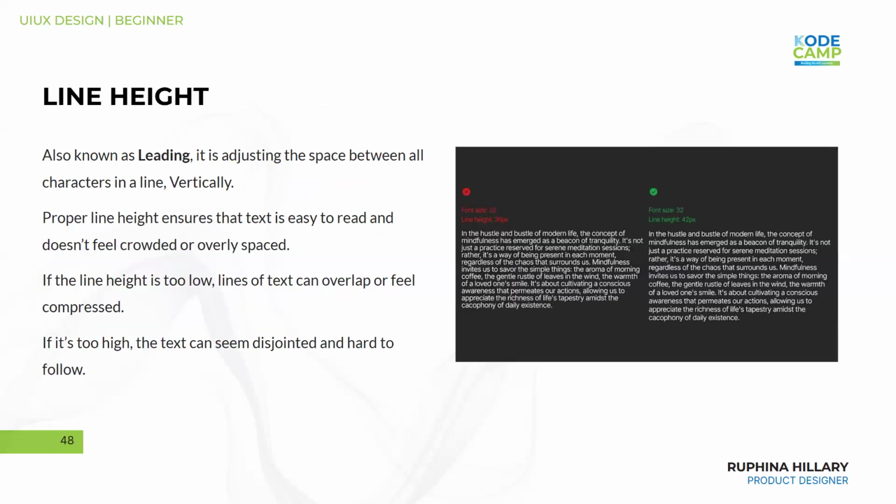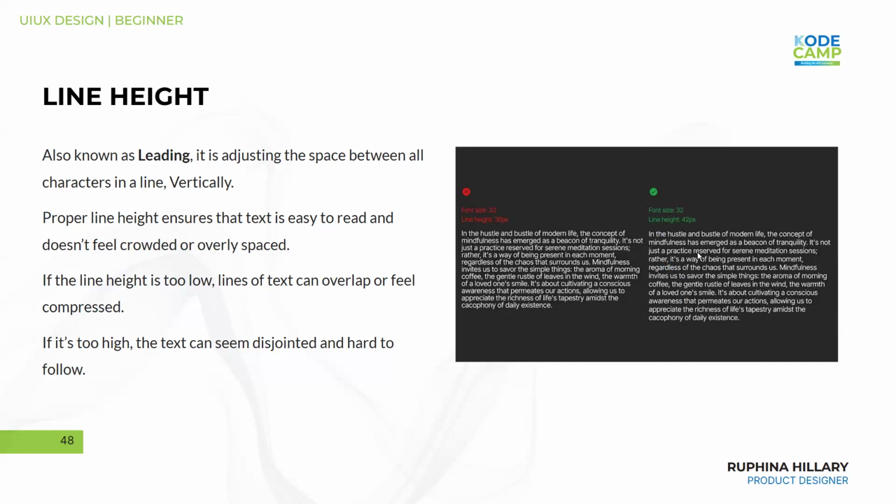Now that we're done with that, we can start talking about the typeface specific factors such as your line height. I'm also going to show us how to manipulate this in Figma, but first let's understand the concept. Line height is also known as leading. It is adjusting the space between all characters in a line vertically. So your line height is simply the vertical space between different lines of text.